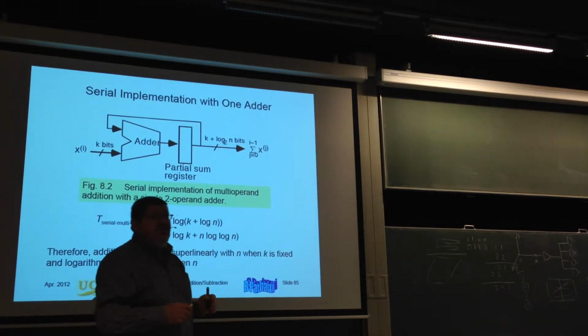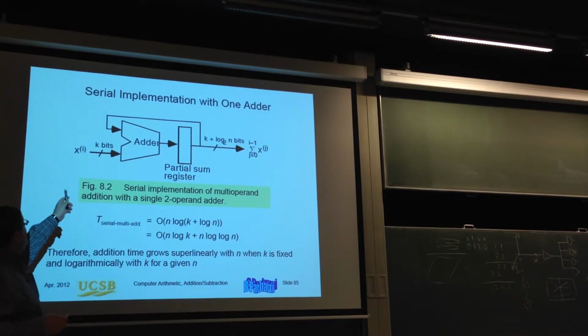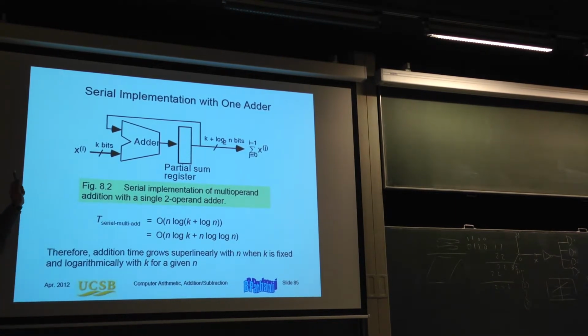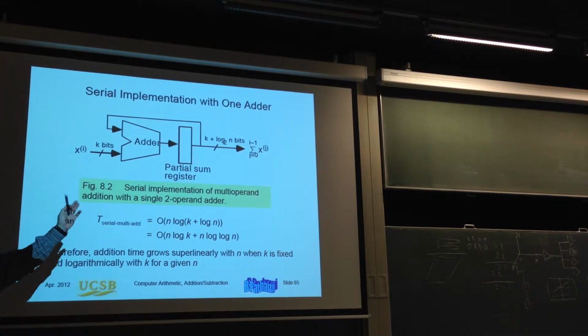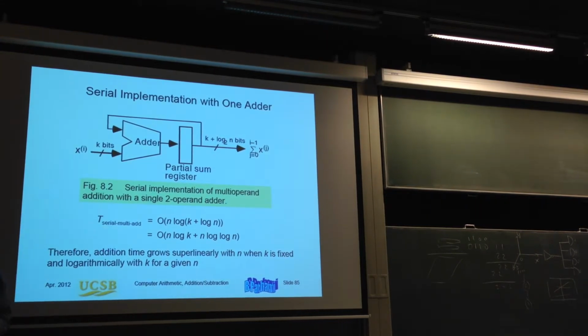Then the maximum value that I can represent is the value that I can represent on k bits, which is 2 to the power k minus 1, times n. That's the maximum value. Now, if I want to know how many bits I need for that, I compute the logarithm of that. It's okay? And the logarithm of that will give me k plus log n.